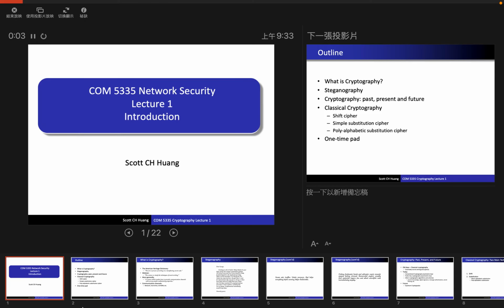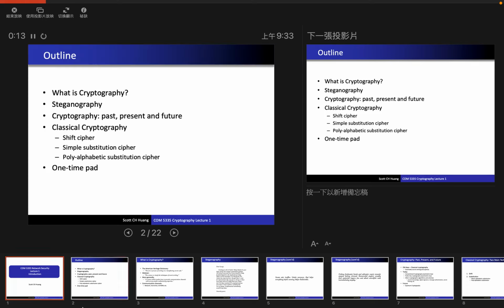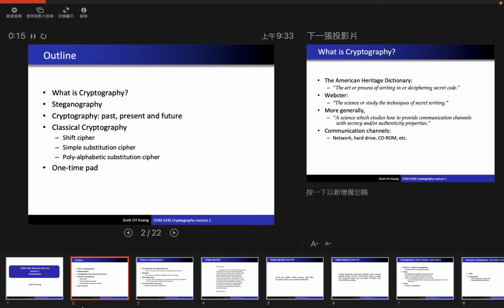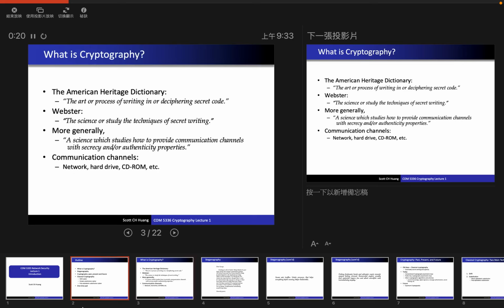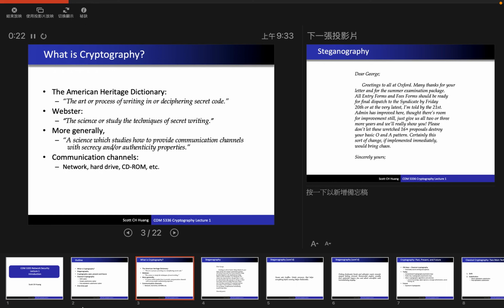Okay, so back to our main topic. These slides can be downloaded on the class web page on the e-learning system. So this is what we're going to learn. So what is cryptography? You guys can take a look.